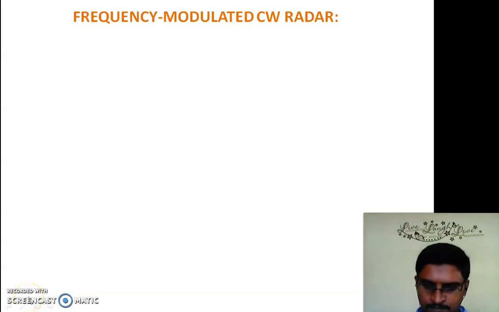Good morning. In the last class we studied CW radar, continuous wave radar, which is used to find the relative velocity of a target with respect to the radar. But the main drawback of CW radar is its inability to find radar range.